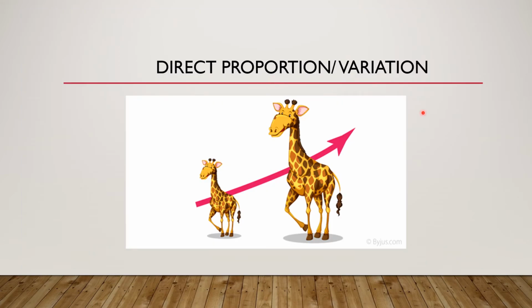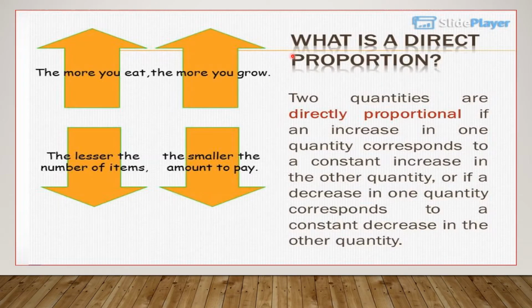So we are going to discuss more about direct proportion. Here the definition of proportion is given. What is the direct proportion? Two quantities are directly proportional if an increase in one quantity corresponds to a constant increase in the other quantity.